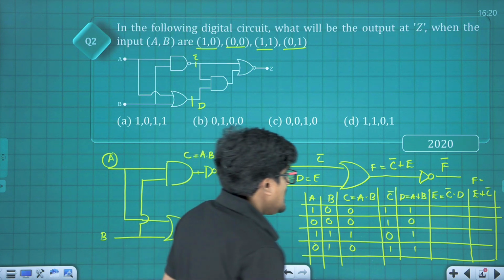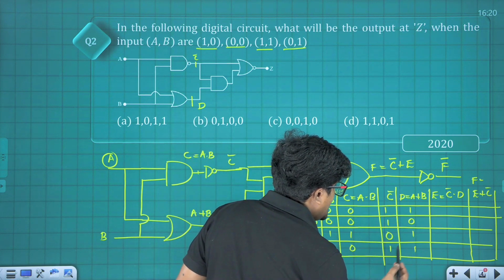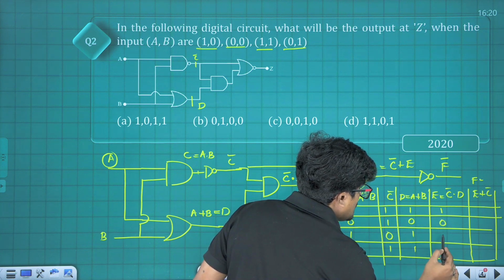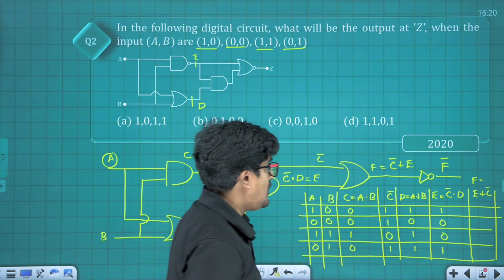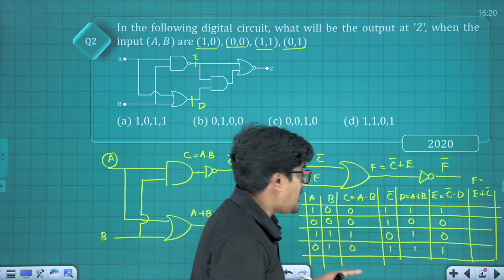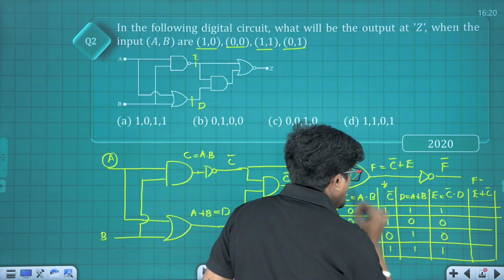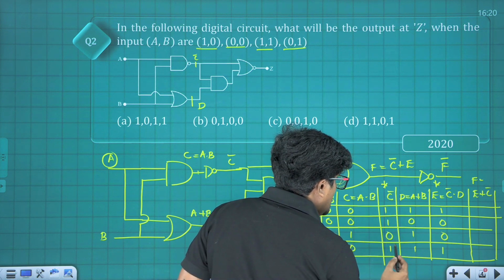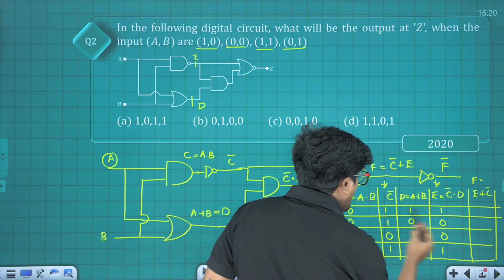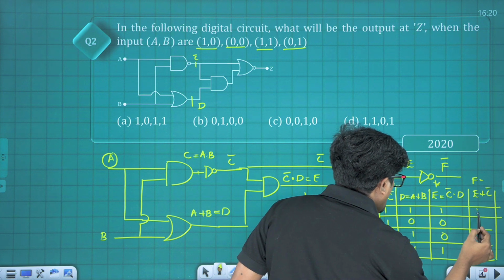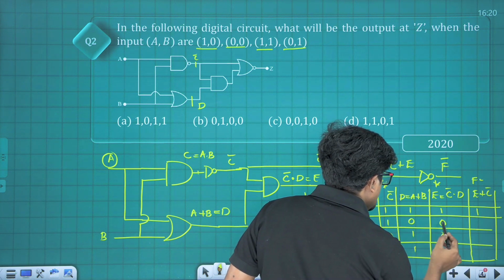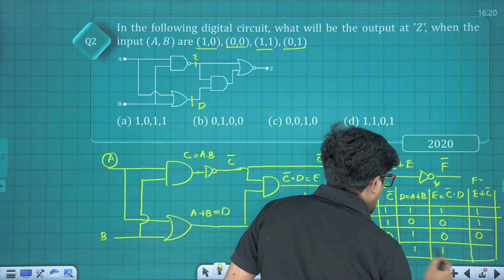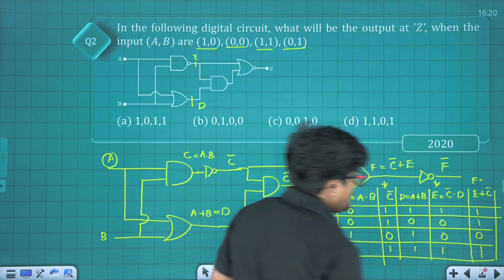Okay, now it is C dot D dash. For C dot D dash, this is supposed to be 1, and this is supposed to be 1, and here this is what? 0. Alright, next is E plus C bar. Here this is C bar, and here this is E. For that one, I am going to have this as 1, here this is going to be 1, this is going to be 0, and this is going to be 1.